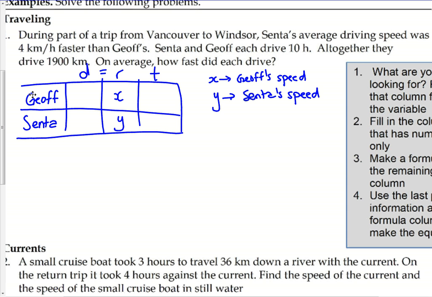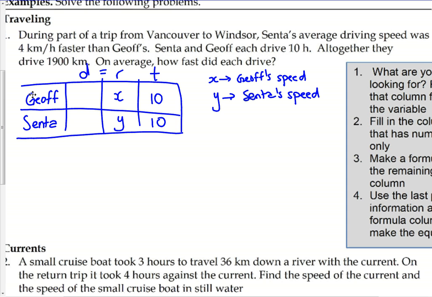Now we're going to fill in a piece of information that we actually know. So what is a piece of information we already know? Let's read this again. From Vancouver to Windsor, Senta's average driving speed was 4 kilometers faster than Jeff's. Senta and Jeff each drive 10 hours. So we're looking for either a distance or time that we can fill in. Altogether they drive 1,900. Is there something where an actual number can go in one of the boxes? 10 hours. Yeah. So 10 goes in for our time. They each drove 10 hours.